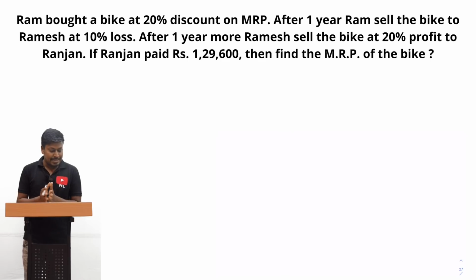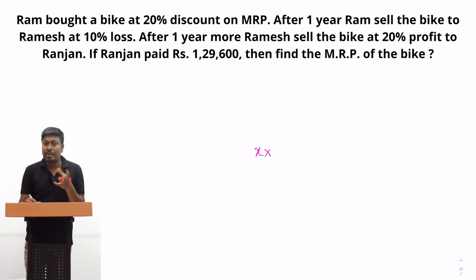So friends, just listen here. Initially Ram bought the bike at 20% discount from the MRP. Let me take MRP as X. From this MRP price, he got the bike at 20% discount, so he got it for 80%. Understood or not? Now, after getting it for 80%, he sold the bike to the second person, Ramesh, at 10% loss. So out of 100%, with 10% loss, it is 90%.